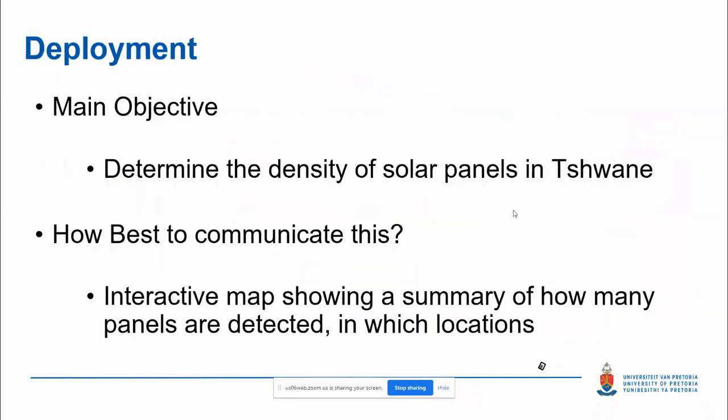Okay, so with the deployment, the goal quite simply is to determine, again, what the density of solar panels is in the municipality. The density should give us a sense of which particular areas within Tshwane have the most solar panels, and from that we can estimate how much electricity can be produced off of solar energy. So the best way to communicate this, we found, would be an interactive map showing a summary of how many panels were detected and in which particular locations.